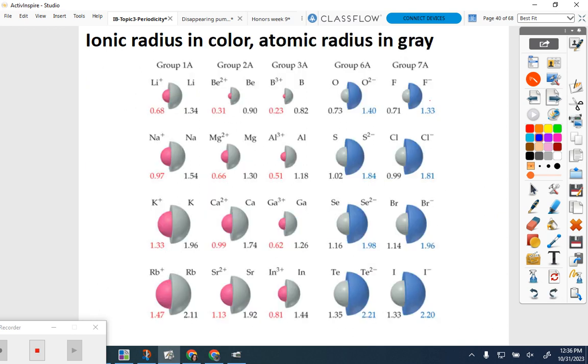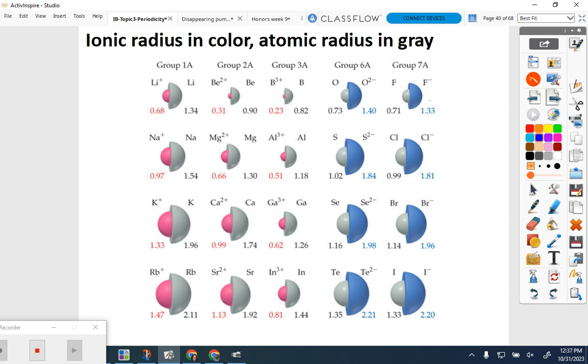And this is just, I really like this image, but for some people it kind of explodes the brain. So if it's too much, don't worry about it. What I like about this image is that the atomic radius is in gray. So you can see the neutral atom getting smaller as we go across the period. And this is just our S and P block elements. We're not including the transition elements here.